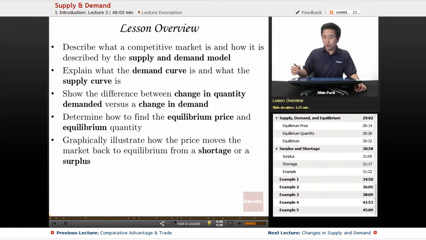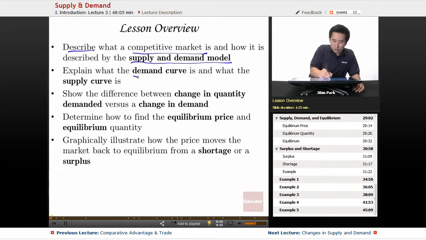In today's lesson overview, what we're going to do is describe what a competitive market is and how it is described by the supply and demand model. Again, supply and demand is a very familiar topic in macroeconomics and microeconomics, but we're just going to deal with really the basics of what supply and demand is. And this is going to be an essential building block for some of the more difficult material.